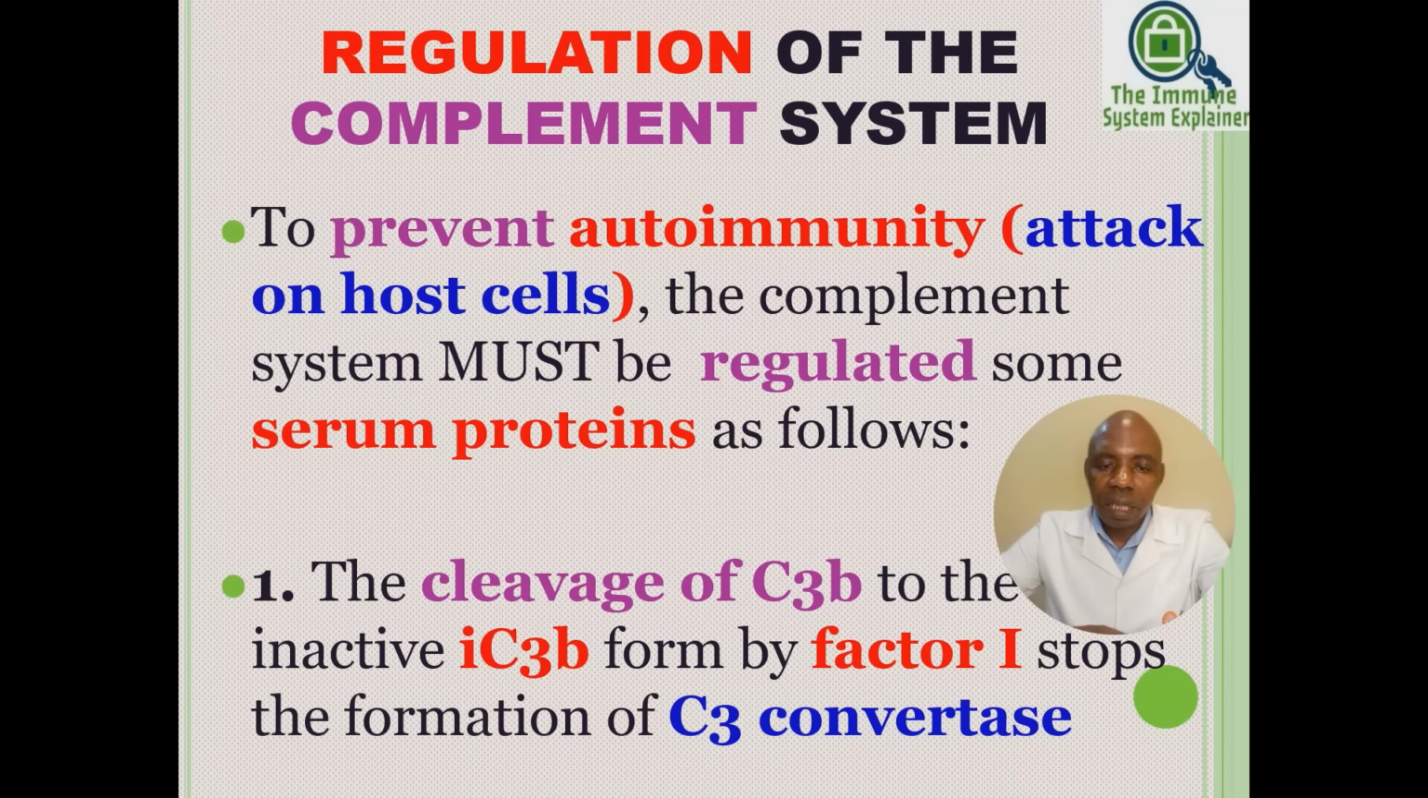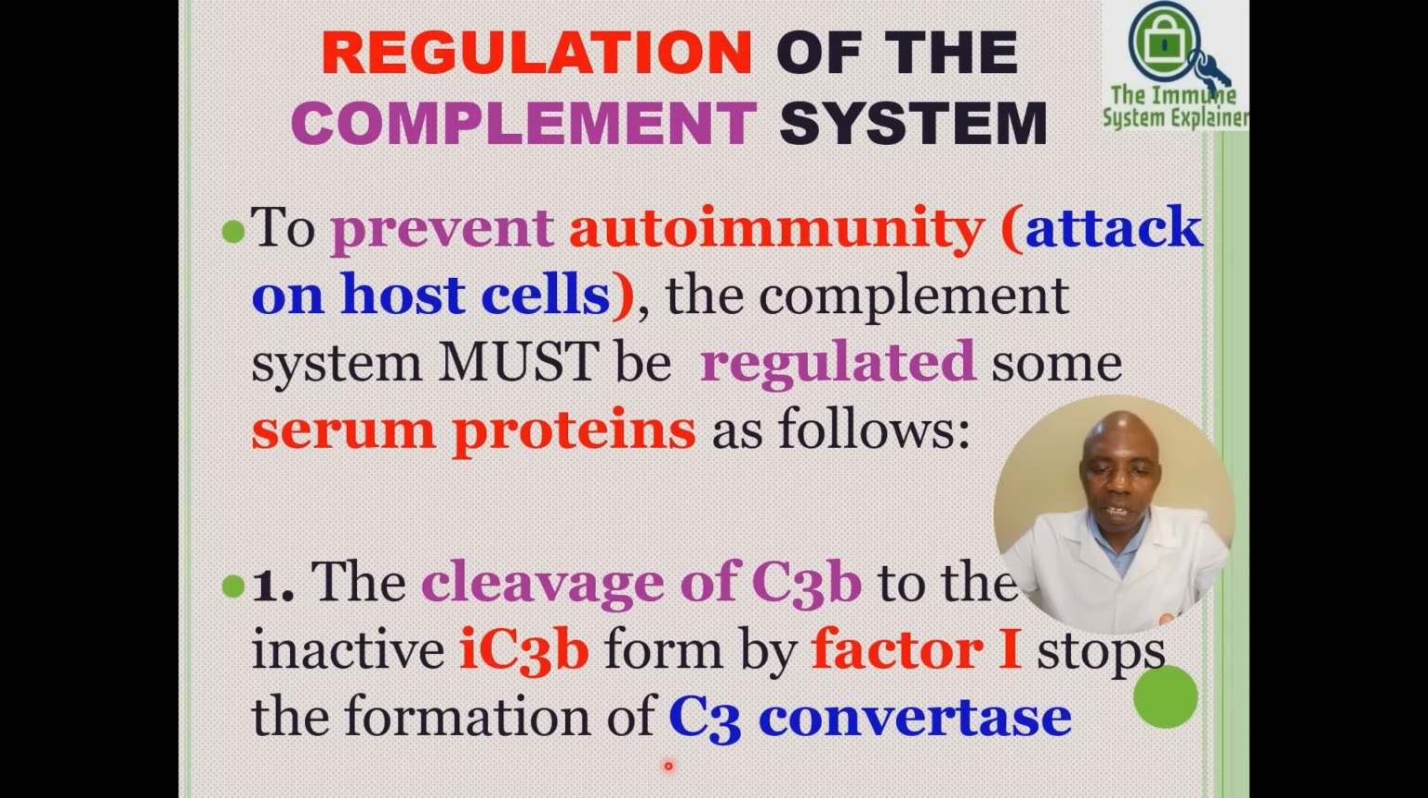The last part of this lecture, ladies and gentlemen, is regulation of the complement system, although we are also going to talk about a few disorders of the complement system. Now, to prevent autoimmunity, which is a situation whereby the immune system attacks host cells or your own cells, the complement system must be regulated, and there are some proteins that are encoded in the germline and present within your blood plasma that do this regulation.